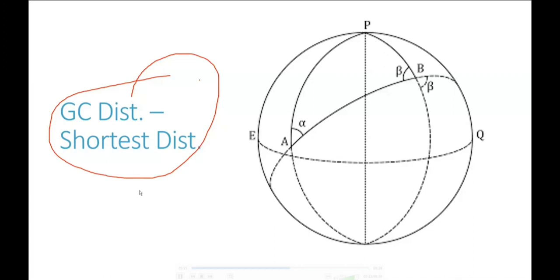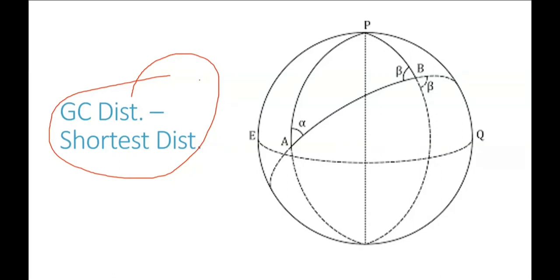That great circle sailing gives us the shortest distance between any 2 points on the surface of Earth. अगर आप पॉइंट ए से पॉइंट बी तक जा रहे हो तो ग्रेट सर्कल मेथड ही आपको दोनों पॉइंट्स के बीच में शॉर्टेस्ट डिस्टेंस देगा.